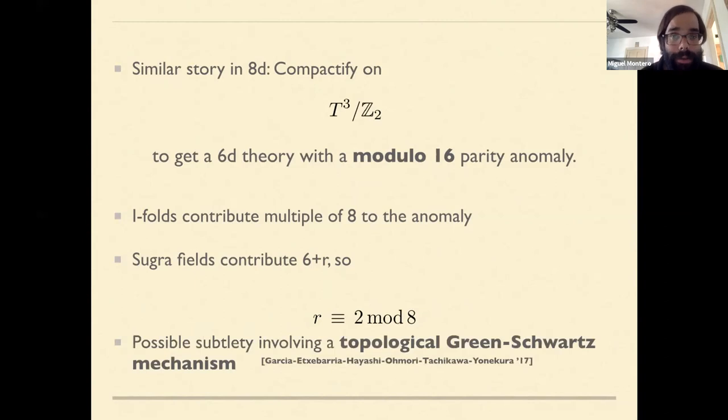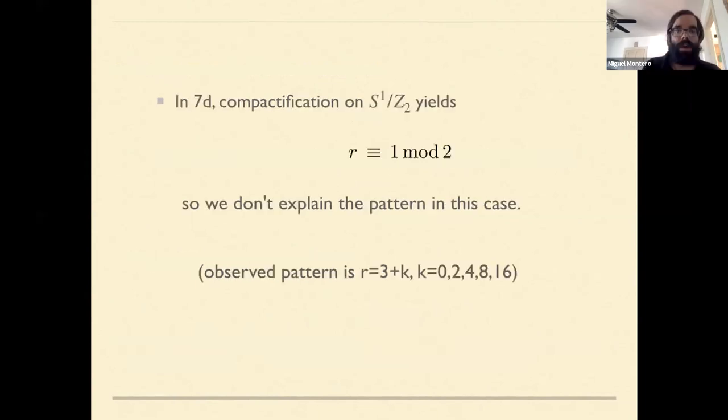There's a subtlety here, which I can talk more about if you are interested, because there is a possibility that this anomaly might be partially canceled by a topological Green-Schwarz mechanism. We were not able to exclude this possibility, but we also haven't established that it happens. Okay, questions here? Okay, so we can keep on running the argument.